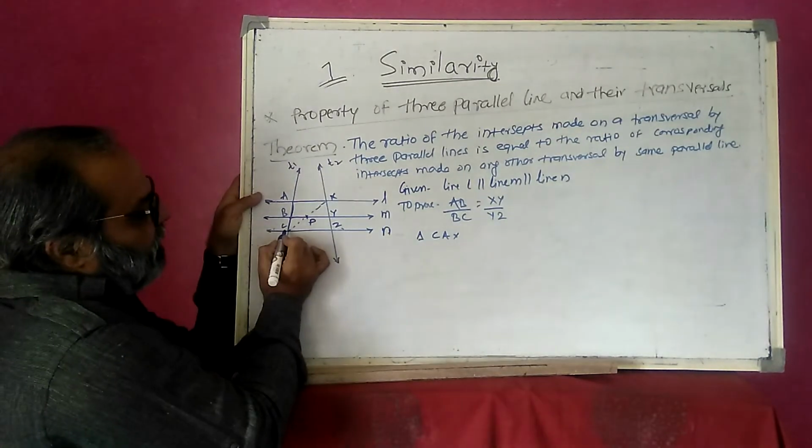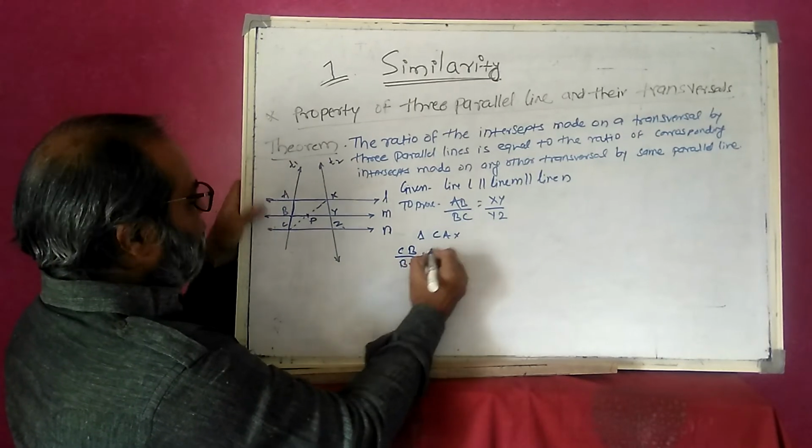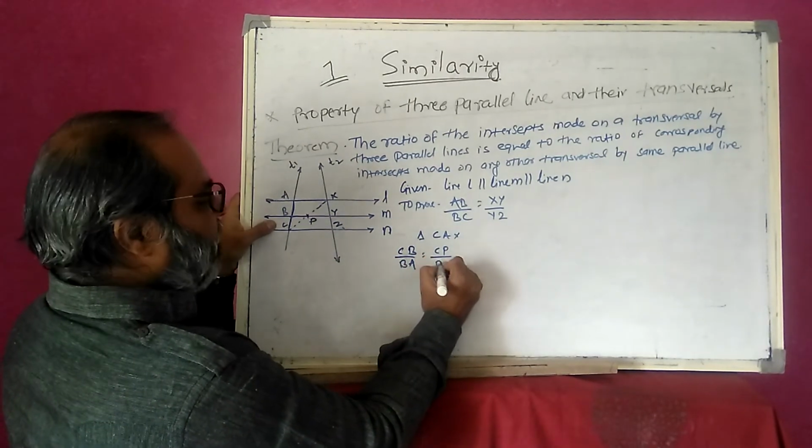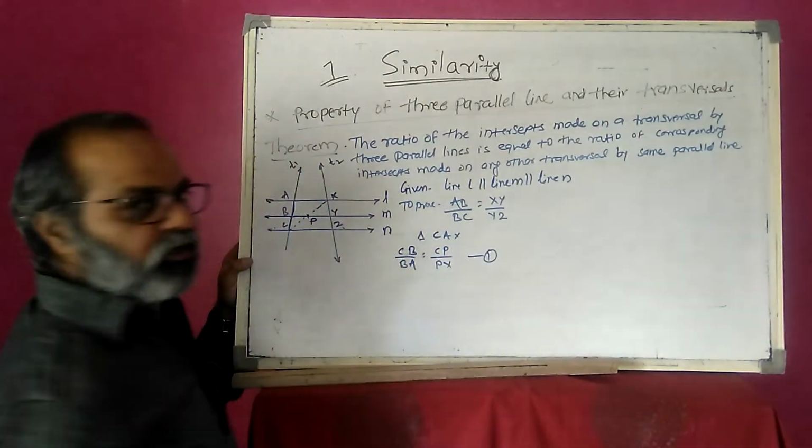What does the BPT say? CB divided by BA is equal to CP divided by PX. I just write this as equation 1.